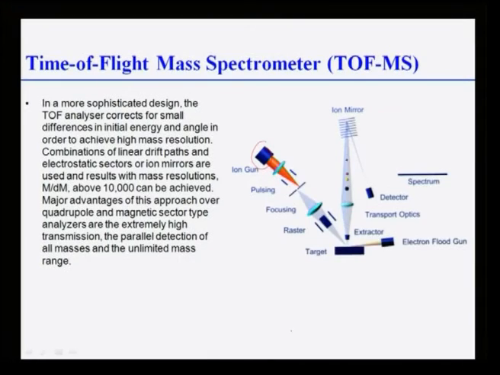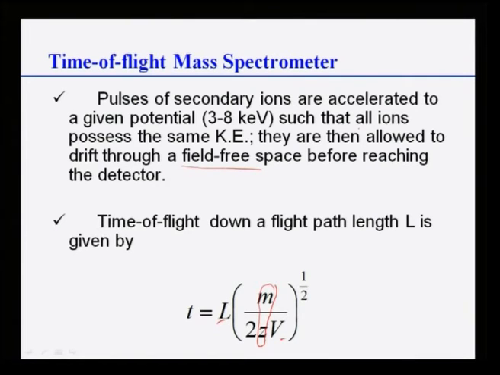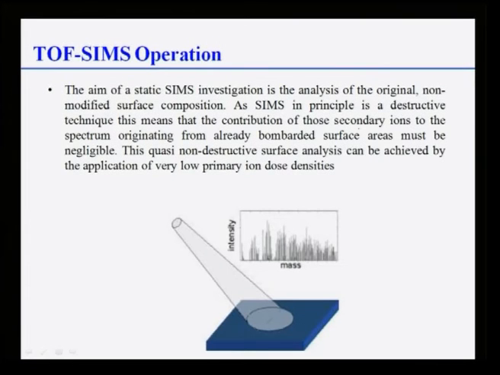This is now widely used worldwide, and it has many advantages. If I go back to the previous slide, that's what is done. Between the extractor and the ion mirror, these secondary ions having the same kinetic energy travel a path of certain length and get separated out. Then we can plot and get an idea of that. I will show you the plots later, and I will discuss this in detail when I come to SIMS.